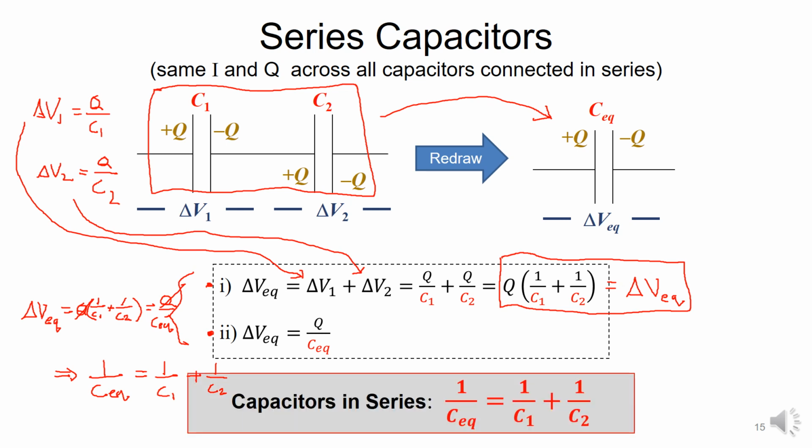All right, so we got our final result. When we have capacitors in series, and you're trying to find the equivalent capacitance, you have to use the reciprocals. 1 over C equivalent equals 1 over C1 plus 1 over C2. And if you have more capacitors in series, you just add the reciprocals of each of them. All right, so we solved for capacitors in parallel and in series.